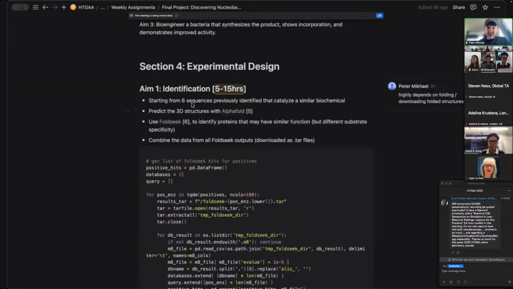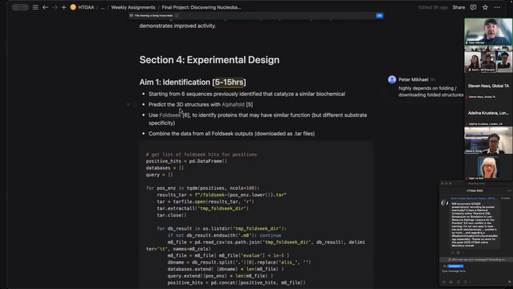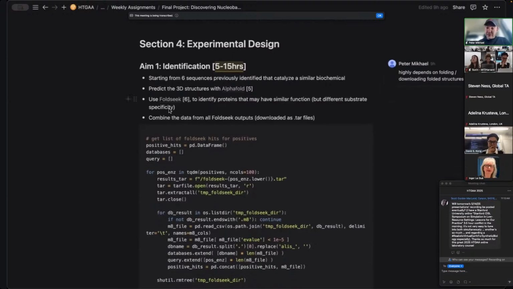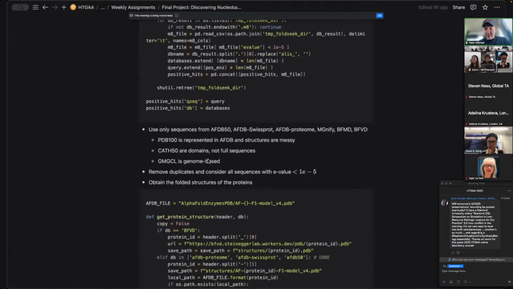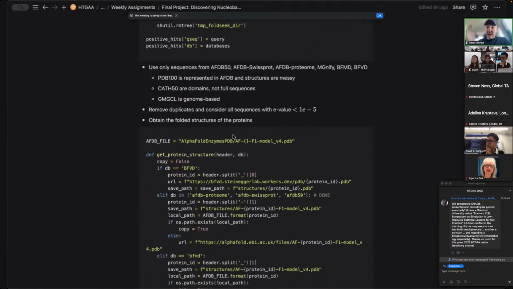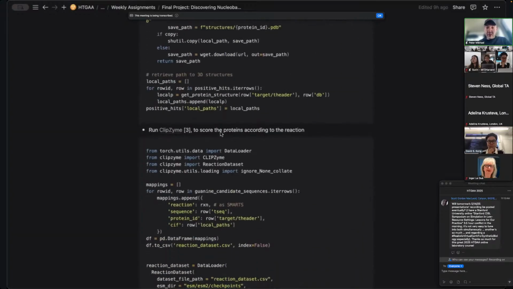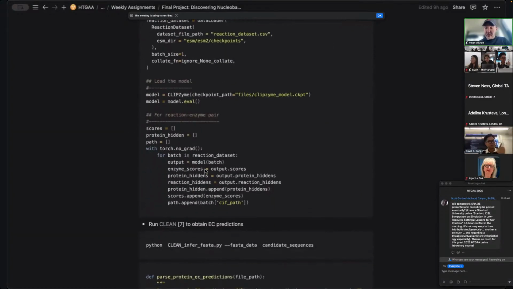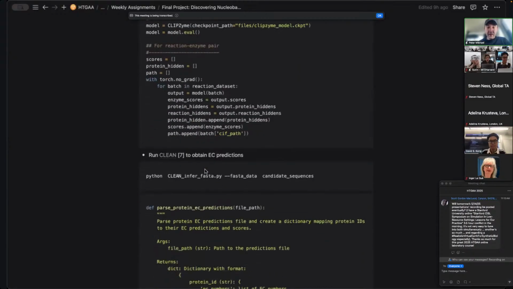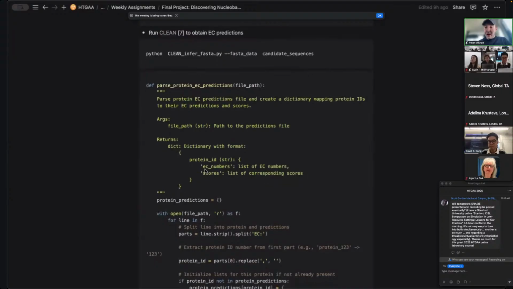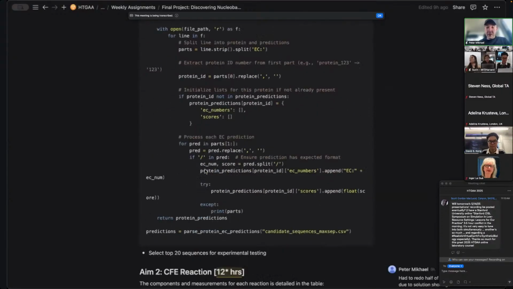One is identification. Thankfully, we have done part of this before, where we have 6 sequences that we know produce a similar molecule, not the same one that I showed, but a similar one. So we can take those sequences, fold them with AlphaFold, and structurally find similar sequences. We are under the hypothesis that things that look similar might have similar biotransformations. We take all of those and then rank them with the method that we had developed, this ClipZyme method, to get essentially a long list of ranked sequences. That gives you around 1,000 or so. You pick the top 20 that we would like to go through.